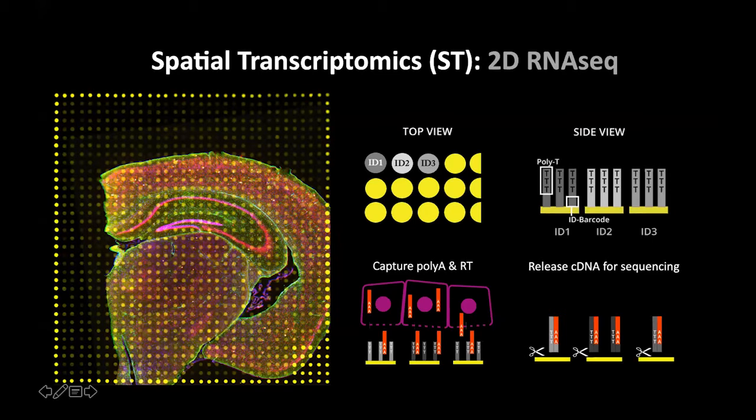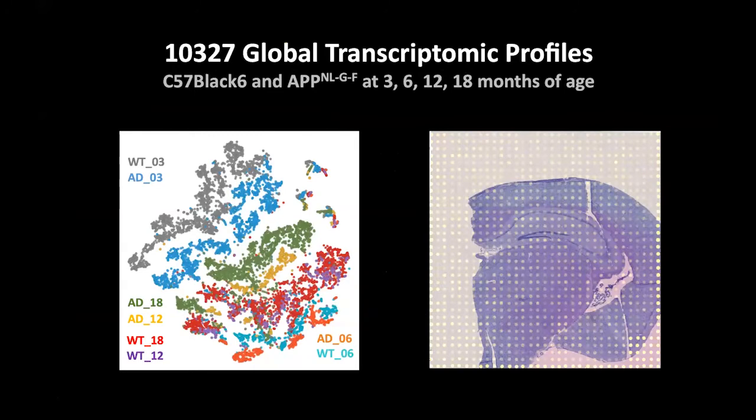The spatial resolution of each tissue domain is 10 micrometers in thickness and 100 micrometers in diameter, which is roughly the size of an amyloid plaque. The amyloid plaque is roughly 5 to 50 micrometers in diameter, so they can capture some cells around the plaque. In this way, we collected more than 10,000 transcriptomic profiles across 2 genotypes and 4 time points.